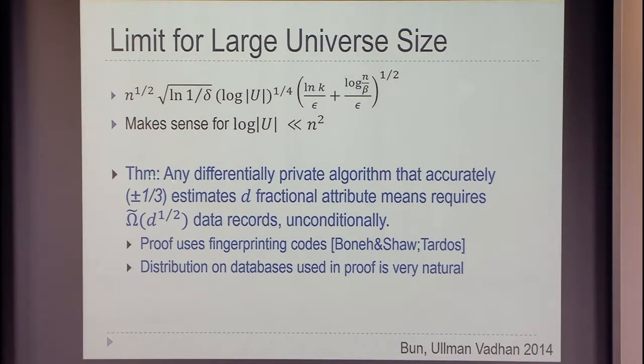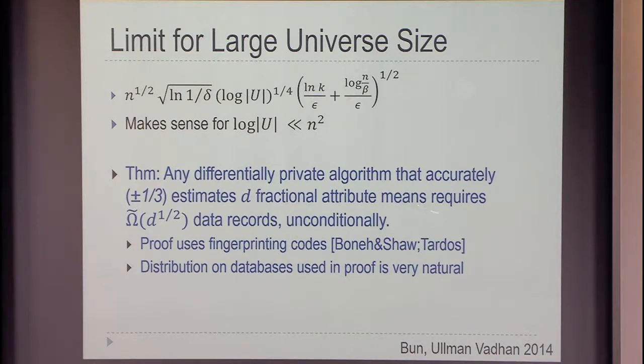So there's a very discouraging result of Bun, Ullman, and Vadhan, which says that any differentially private algorithm that accurately estimates d fractional attribute means, so these are basically one-way marginals, requires a number of data records that's at least on the order of square root of d. Okay, and the proof uses fingerprinting codes, which were introduced by Boneh and Shaw in the context of traitor tracing. So we're back to traitor tracing. And the particular codes that they're using are due to Gábor Tardos.